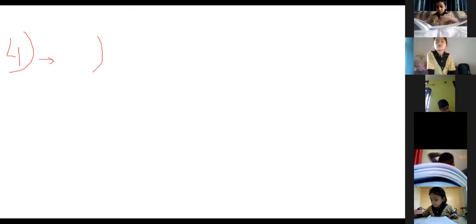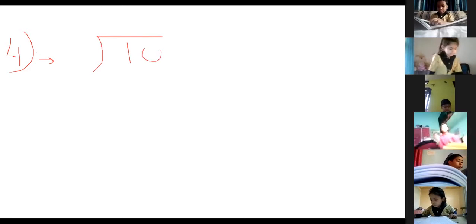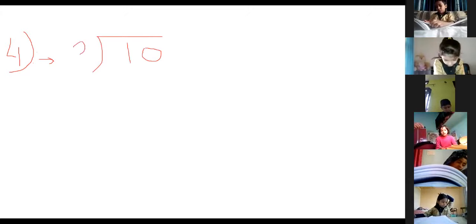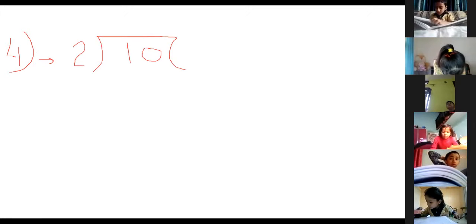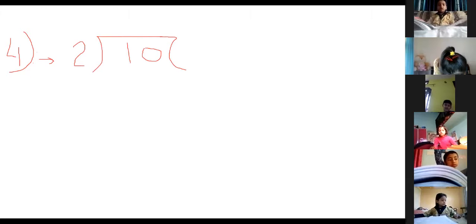Okay. So what will we do? We will make a sign of division. We will put 10 inside and 2 outside. Now what will we do? We will read the table of 2 to 10. So who is next? Natik Rawat, read the table of 2 till 10.